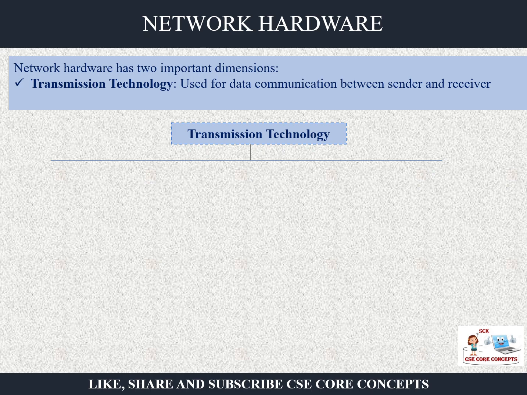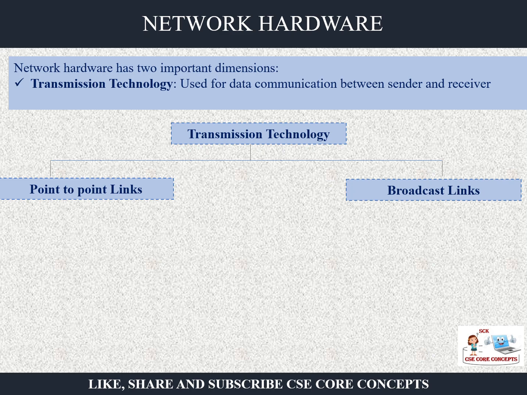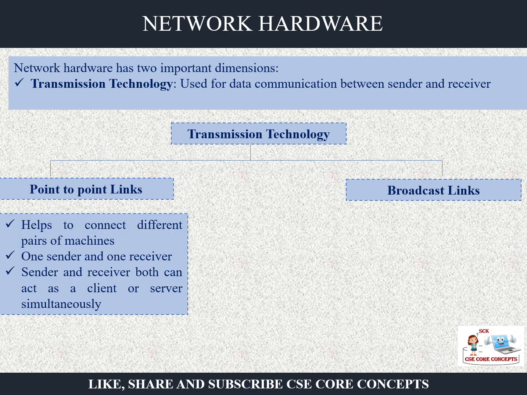The type of communication can either be a point-to-point link, where two computers are dedicatedly connected to each other, or a broadcast link, where one computer releases messages for a number of computers. A point-to-point link connects different pairs of machines, and you will require as many links as computers you want to connect. An example is a telephone call. One person is calling another, and that link is a dedicated connection for that time, right? So that is a point-to-point link.